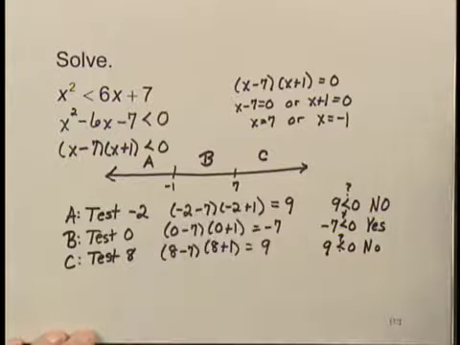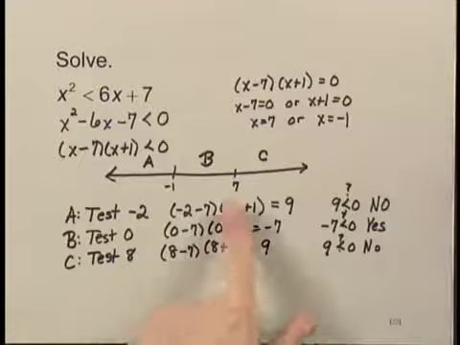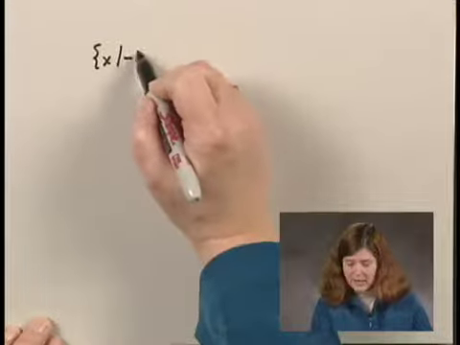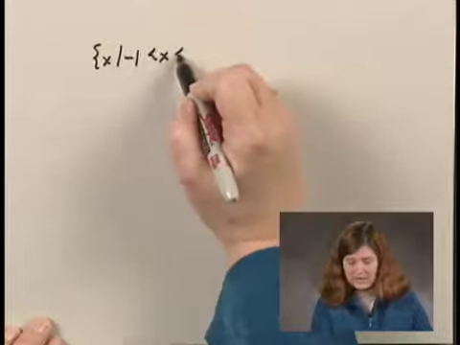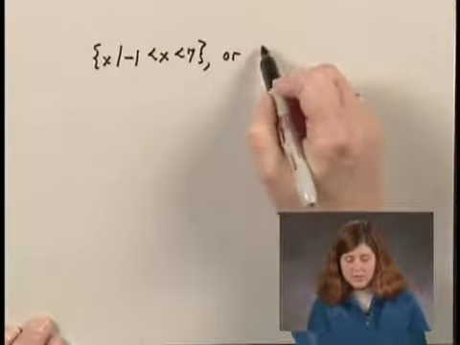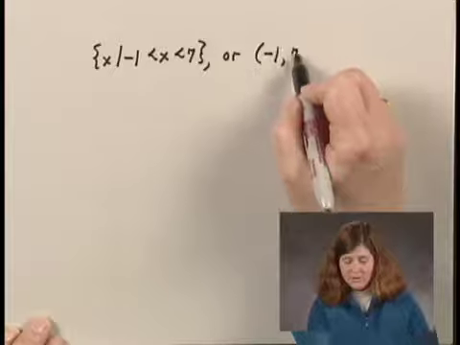that interval. So the solution set, I need to describe the interval B. The solution set will be the set of all x such that negative 1 is less than x is less than 7. Or I can write it in interval notation as the interval from negative 1 to 7.